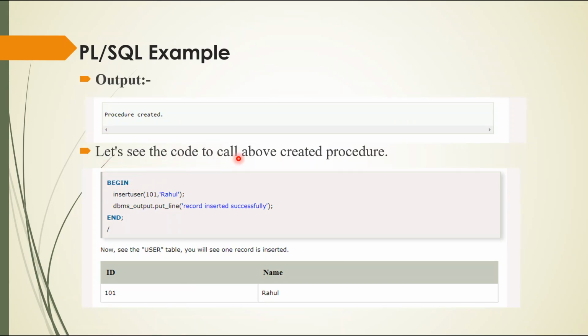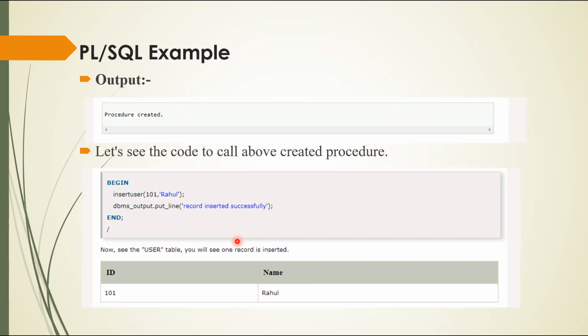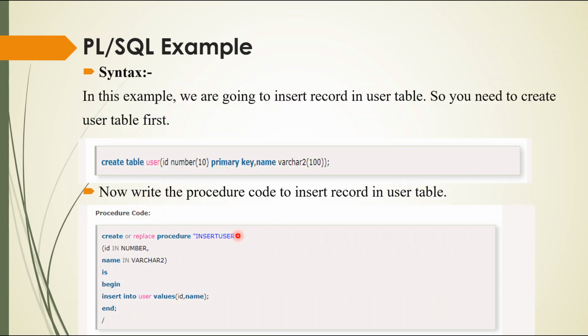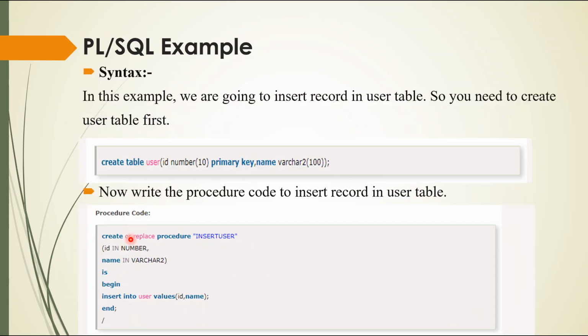Okay, now let's see the code to call the above created procedure. Here we just created the procedure named insert_user. Now we have to insert the data. For that we have to call the procedure. So we have to provide begin and end, in which we have to write the call. So our procedure name is insert_user. So here we have to write insert_user. Which parameters did we pass here? id and name. So our procedure name is insert_user and parameters are id and name.